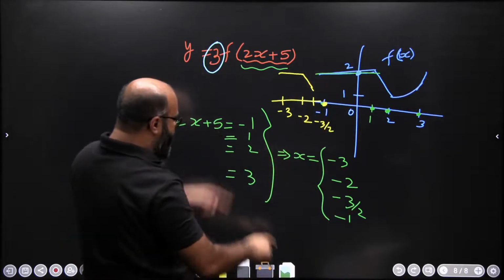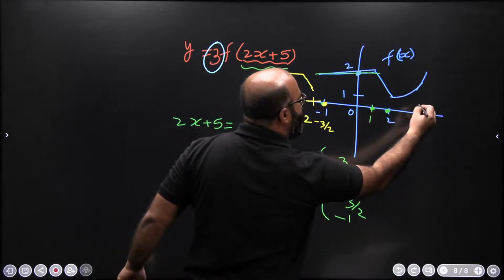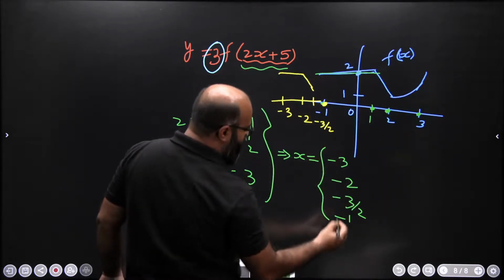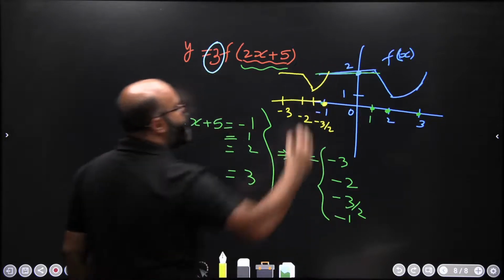And then it will be 2 to 3, so minus 3 by 2 to minus 1. So 2 to 3 is minus 3 by 2 to minus 1. So that would go again like this. So this is the graph.